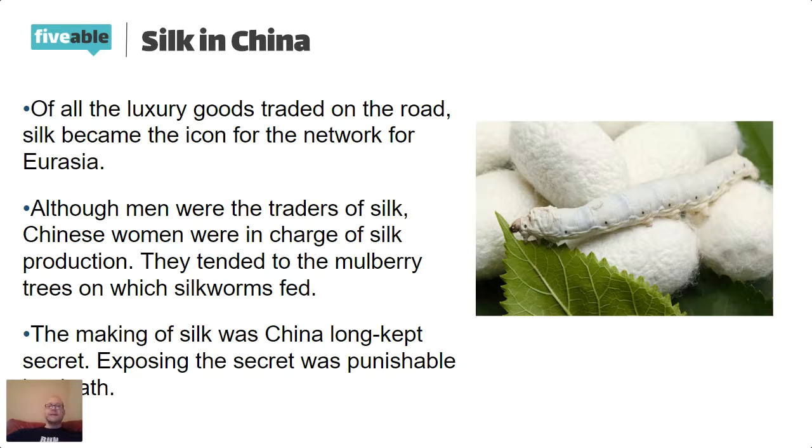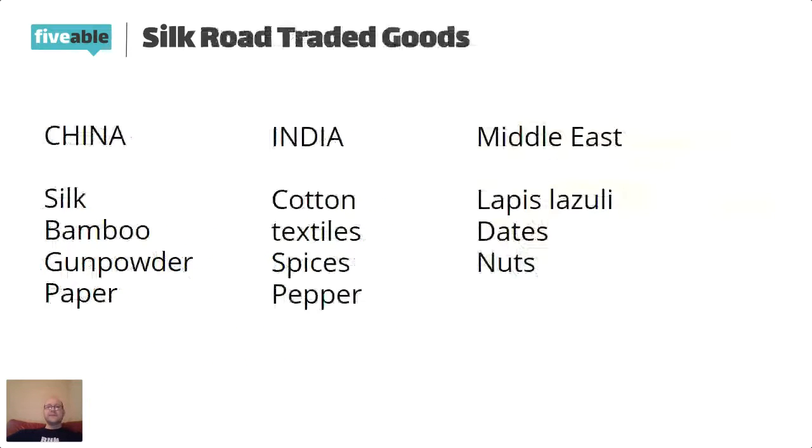And then, of course, in China, if you did in fact try to expose the secret, that could be punishable unto death. So here are some aspects of the Silk Road we need to be aware of. In China, we're looking at things like silk, bamboo, gunpowder, paper. In India, we're looking at cotton textiles, spices, pepper. And then in the Middle East, we're looking at lapis lazuli, for those who like their Minecraft, and then dates and nuts.